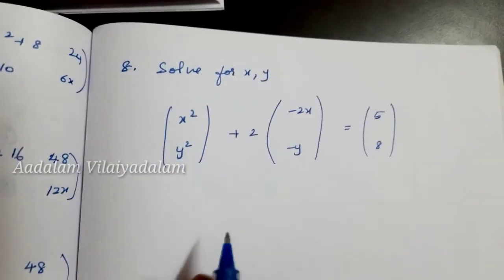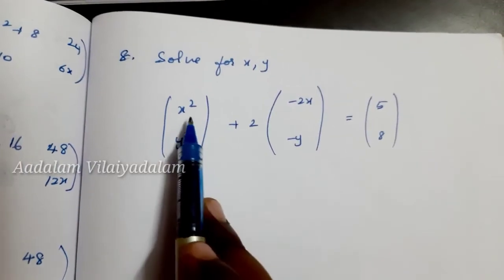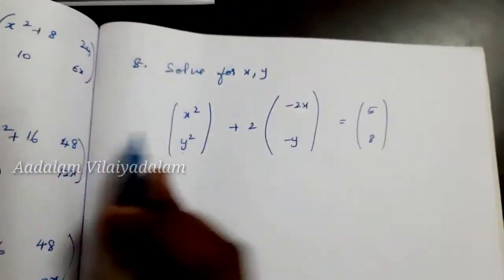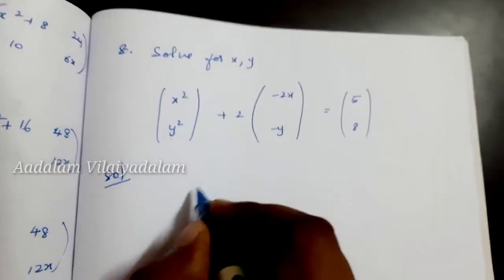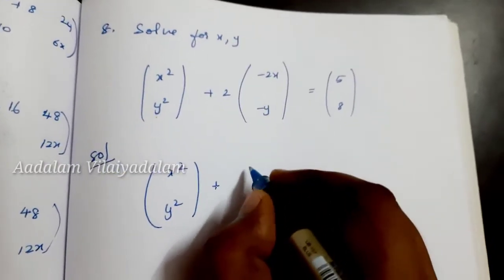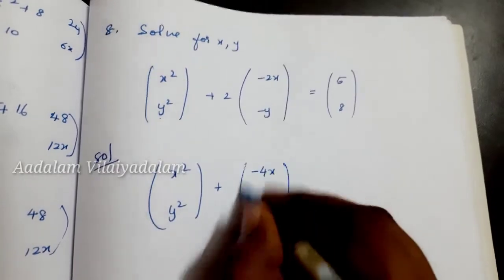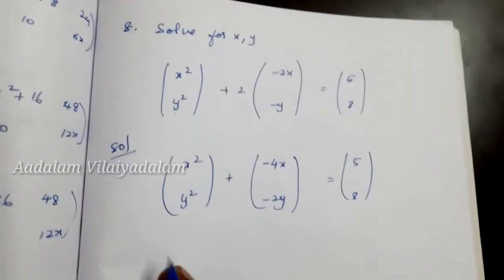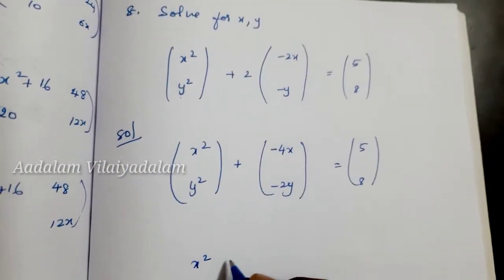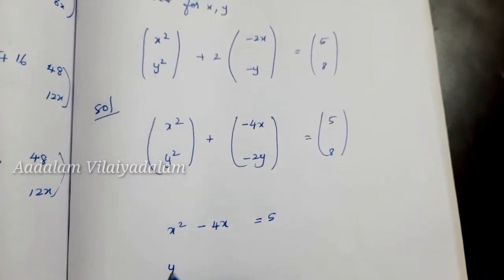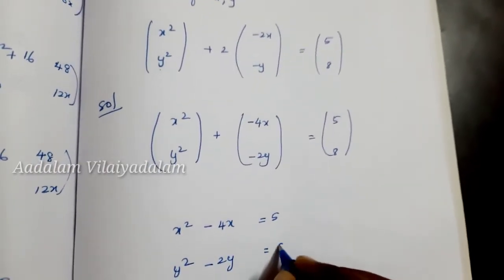Question is, solve for x and y such that the matrices x square, y square plus 2 minus 2x, minus y equal to 5, 8. So let us solve, that is x square, y square. Then for the scalar multiplication we get minus 4x, minus 2y. Therefore 5, 8. So addition of these two with the corresponding elements we get x square minus 4x equal to 5. And we get y square minus 2y equal to 8.